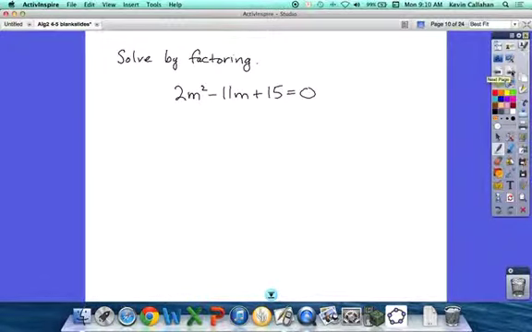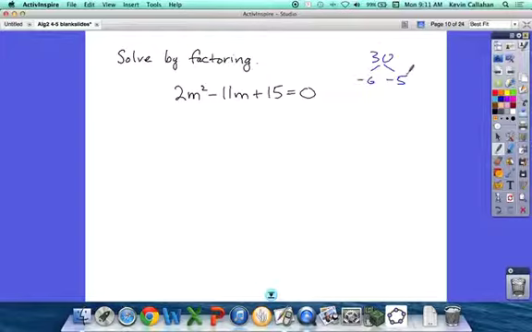Okay, remember this kind of factoring was the not simple. So we're going to have to go through a few steps because this number is not 1. We're going to go 2 times 15, 30. What are the factors of 30 that add up to negative 11? Are they positive or negative? They're going to both be negative. So just think, what factors of 30 will add up to negative 11? 6 and 5, right? So it'll be minus 6 minus 5.